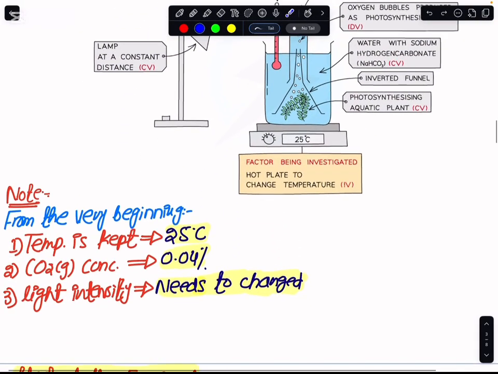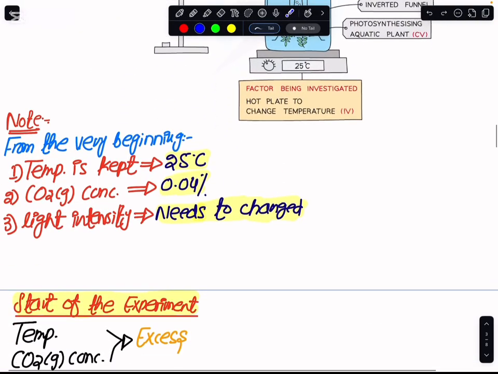Now the situation is that from the very beginning of this experimentation, I would keep the temperature constant at 25 degrees centigrade. I would keep the concentration of carbon dioxide at 0.04%, and the light intensity is what I have to change, so we would start changing the light intensity from the very minimum value to the very maximum value.